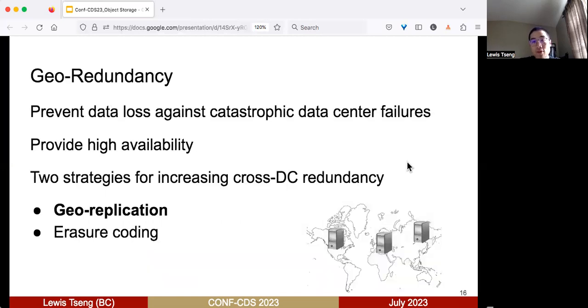Now again, we're focusing on geo-replicated or geo-redundant systems because we want to prevent data loss even if there's a data center failure, and we want to have high availability. Usually when we do this kind of redundancy, there are two methods. The first one is geo-replication. The second one is erasure coding. Due to time constraints, I'm going to focus only on geo-replication. However, both systems can be extended to support erasure coding.